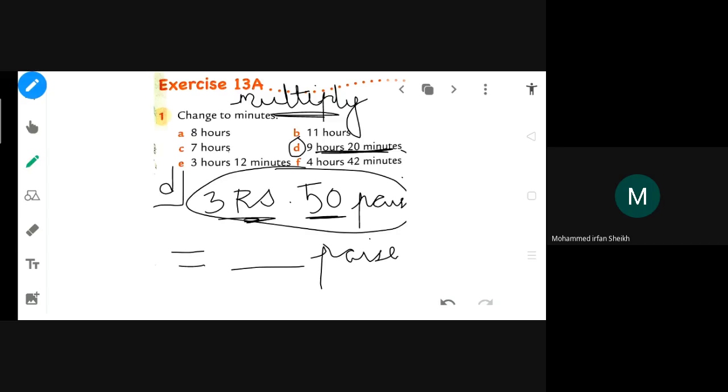Because 3 rupees, one rupee is equal to 100 paise. So 3 rupees equal to 300 paise plus 50 paise. Very good. So here also we have to do it that way. We have to convert 9 hours into minutes, and then the other minutes we have to add. Okay, like this.